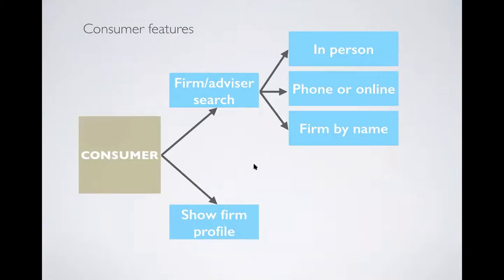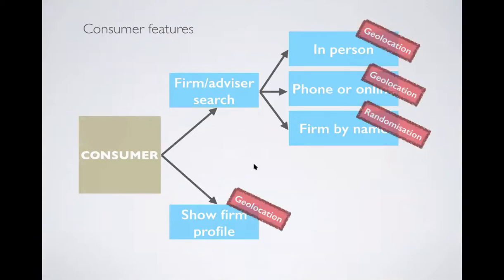Quickly on the consumer features, some of you might know, some of you might not. Consumer does two things. One of them is to allow the user to perform searches. The second one is to display profile pages of firms. The searches are quite different. There are three of them. One is the in-person search, then the phone or online search, and then firm by name, which are the names they use in production, and each has something special on it. Some of them are similar, but still different. The in-person search needs the geolocation, the phone or online search needs the geolocation, the firm by name needs the randomization, which is another thing, and then the show firm profile needs the geolocation, but only sometimes, and you will see that. Plus pagination and filters, which of course, nothing important, but yeah, too important.